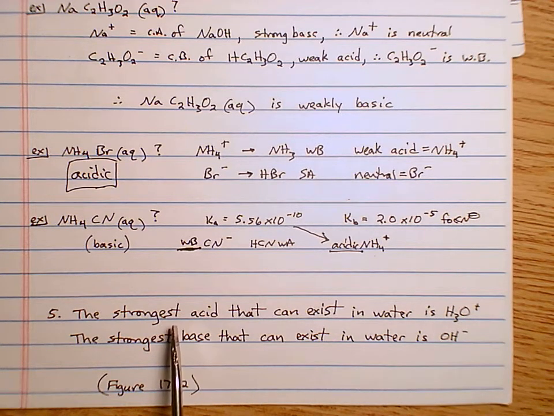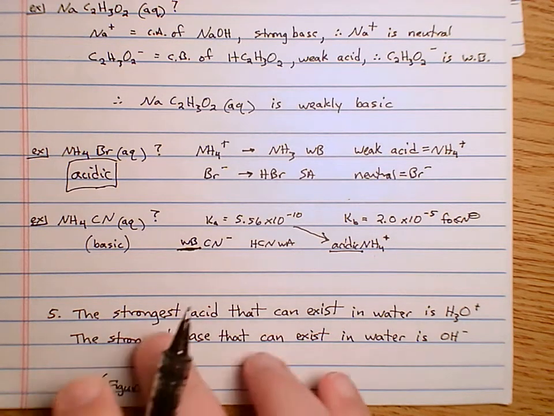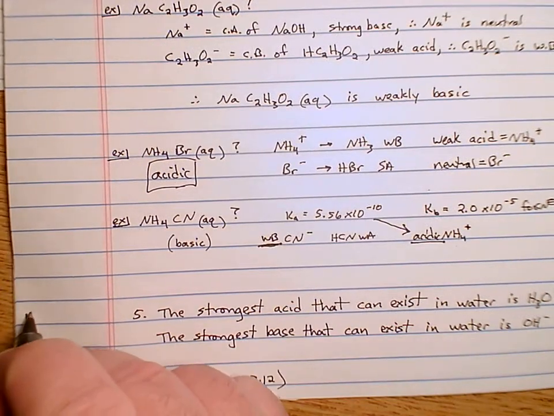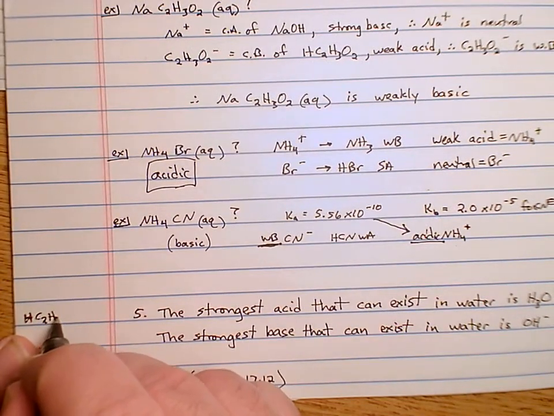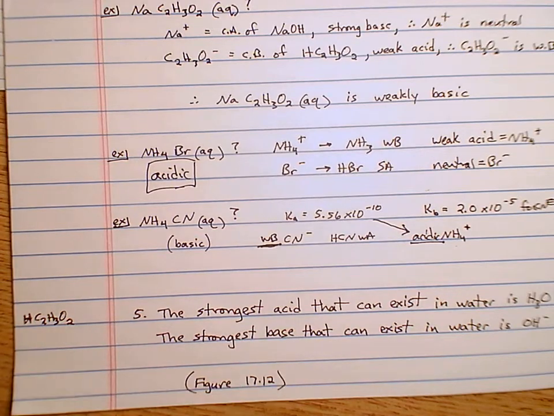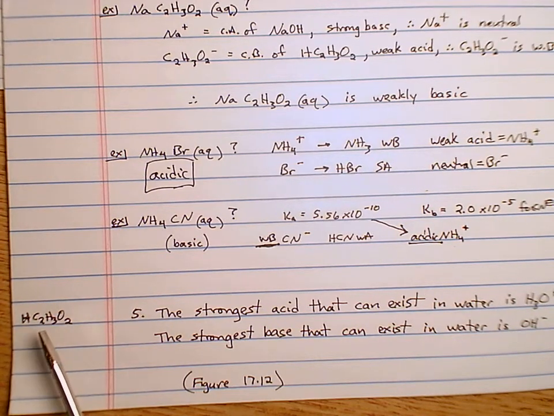Acetic acid is a weak acid. Acetic acid is HC2H3O2. You put that into water and you still have lots of HC2H3O2 existing. This is a weaker acid than hydronium, so it can exist in water with the proton on that molecule, since it's weaker than H3O+.